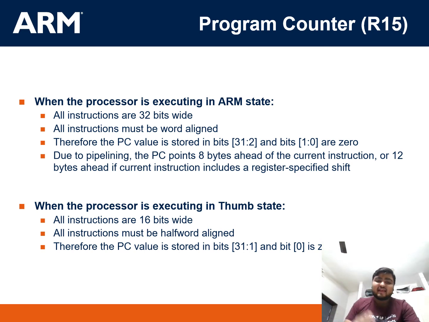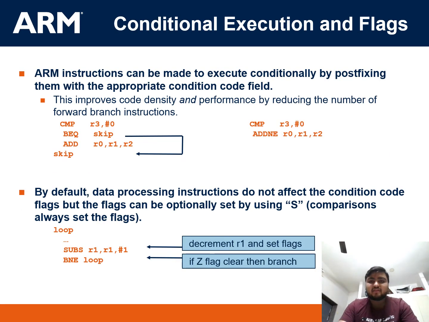When the processor is executing in the Thumb state, as opposed to the ARM state, all instructions are 16 bits and all instructions must be half-word aligned. Therefore, the PC value is stored in bits [31:1] and bit 0 is 0. That is, madam, conditional execution and flags.